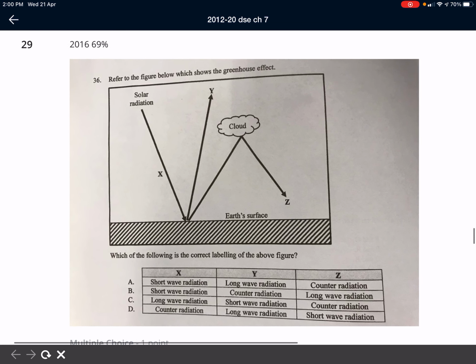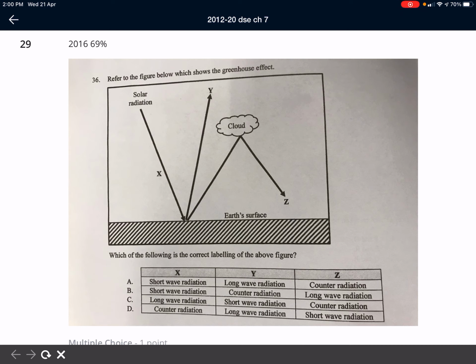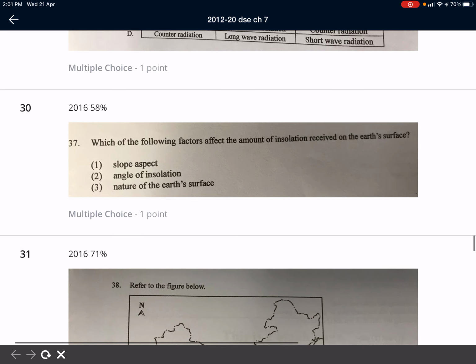Number 29, X is short wave radiation. Why? Because it is long wave radiation. How about Z? Counter radiation. Not really difficult. Okay, bear in mind the ray that comes from the sun is short wave. The ray that comes from the heat already absorbed by the ground and emitted back to the space or sky is long wave. Okay, the radiation blocked by the cloud is counter radiation. Okay, so A is the case.